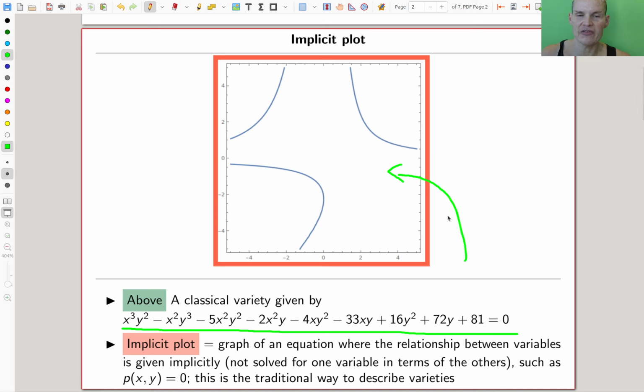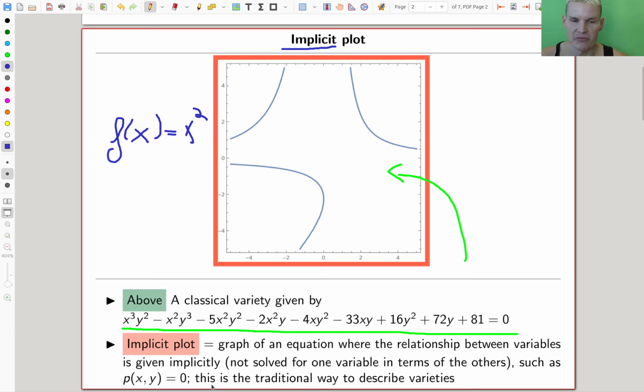The usual way to plot this is just all points that satisfy this equation, and that's what people call an implicit plot. Implicit is a graph of an equation where the relationship between the variables is given implicitly. It's not like the usual explicit plot, f of x is y. For example, f of x equals x squared, where there's an explicit relation between the two variables. Now in this case the relation is implicit. This is where the name comes from.